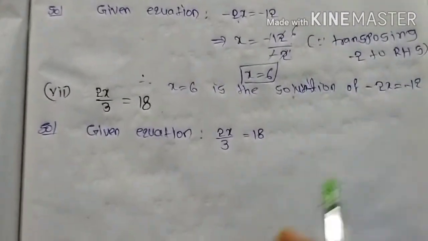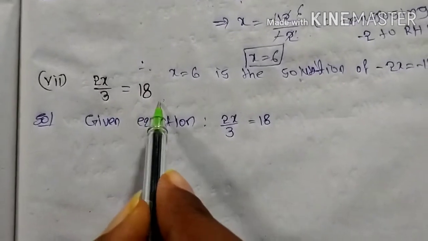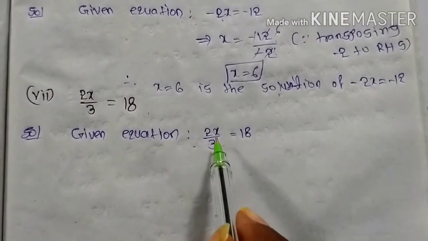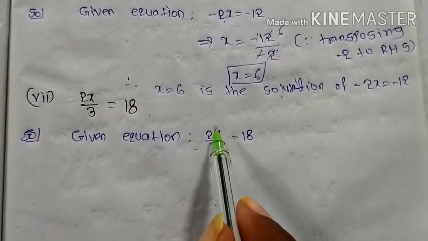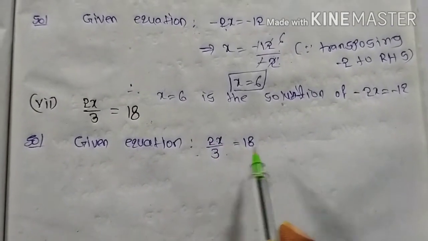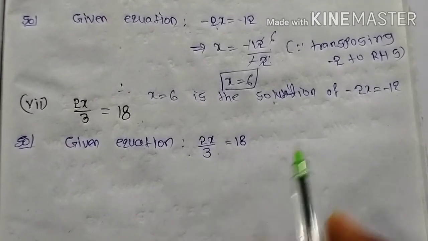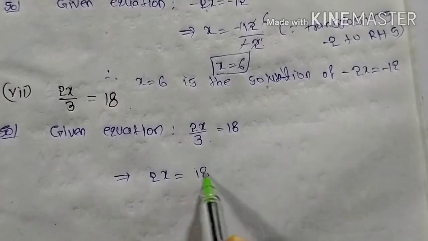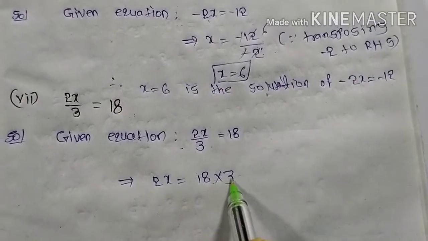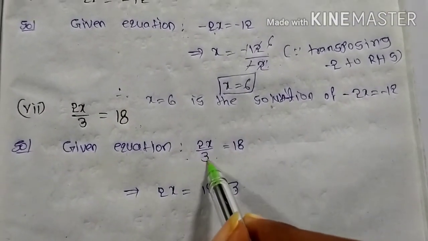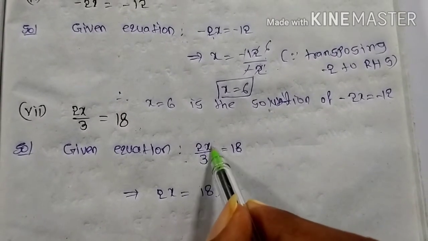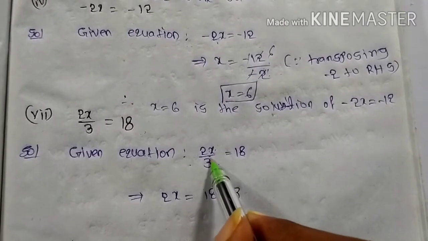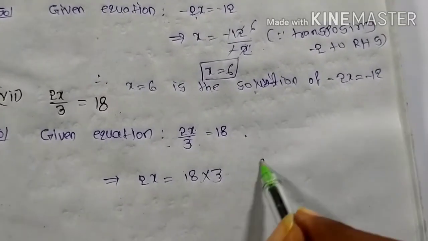You can see one more problem. 2x by 3 is equal to 18. Given equation, first you can write here 2x by 3 is equal to 18, but we need to find only the x value, so you can keep all the variables on the left side. First you can transpose 3 to RHS. That means can I write here 2x is equal to 18 into 3. Why? Because here 3 is the denominator or not? 3 is dividing x, which operation? It is division. So already you know that division will become multiplication.